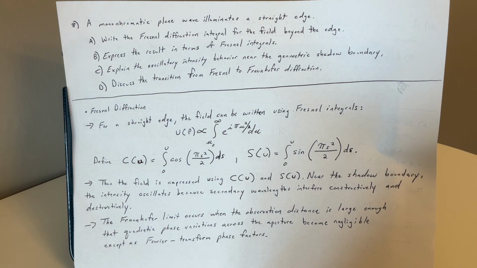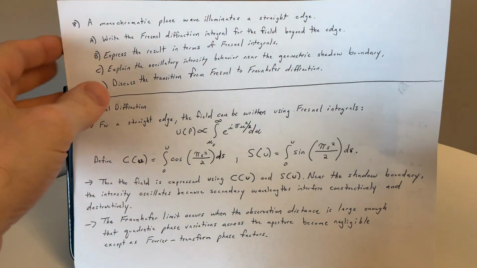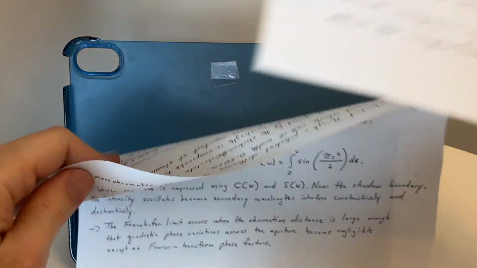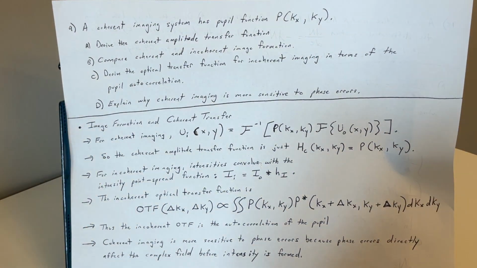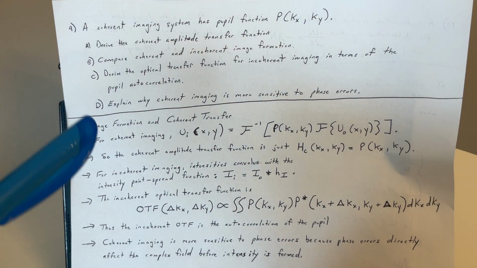Okay, my apologies if I said that too quickly and mispronounced anything. Moving forward, number 9. Again, we're trying to just get this quickly. Number 9, a coherent imaging system has pupil function P of k sub x, k sub y. A, B, C, D.